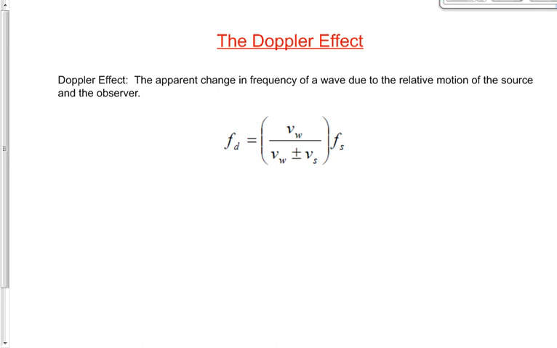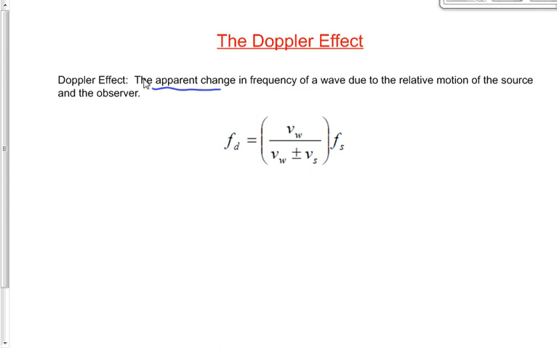It is the apparent change in frequency of a wave due to the relative motion of the source and the observer. What does that mean, though? What does that really mean? Now, you can spout that off, and that's great, but do you understand what that really means? First of all, let's identify what this means, the apparent change in frequency.